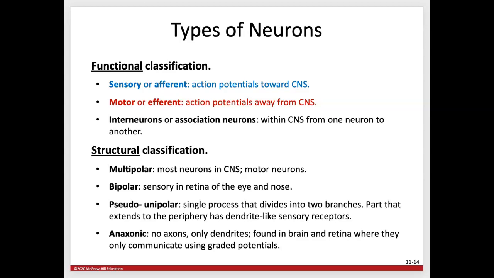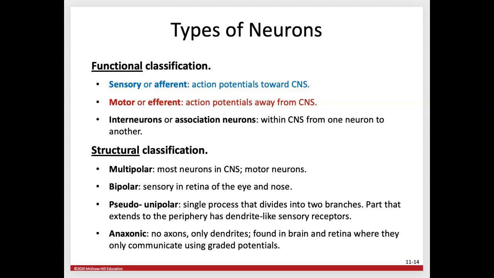So different types of neurons, we classify them in function and structure. So again, sensory or afferent neurons, they carry action potentials toward the central nervous system, toward the spinal cord and brain. Motor or efferent neurons carry action potentials away from the CNS. So it's basically, what are we going to do about what we sensed? And then in between those, what links those sensory and motor neurons are interneurons, also known as association neurons. And those are found in the CNS. And they link afferent and efferent together, basically.